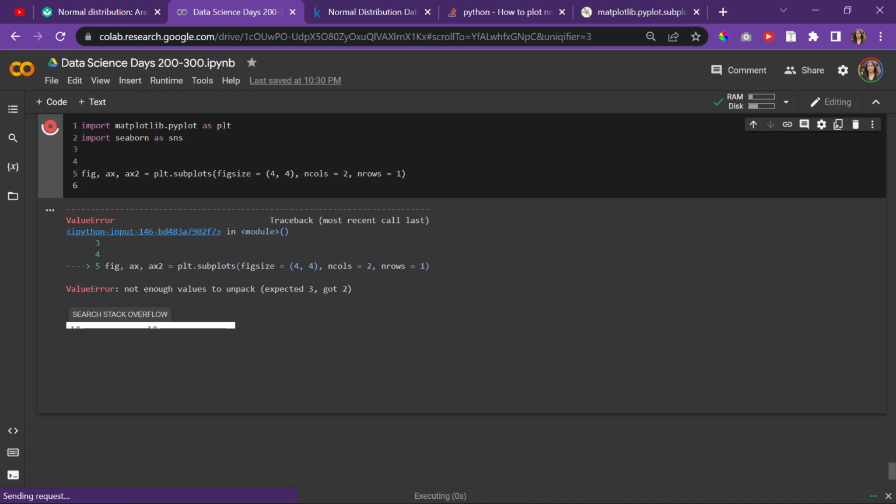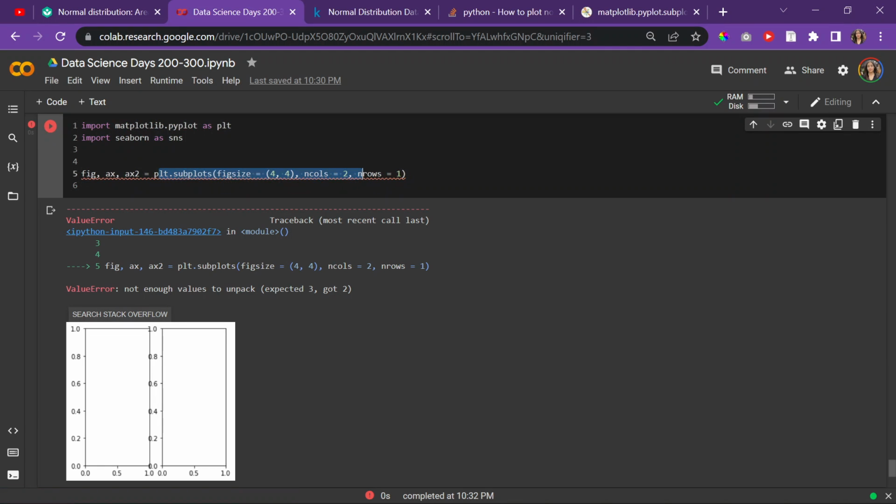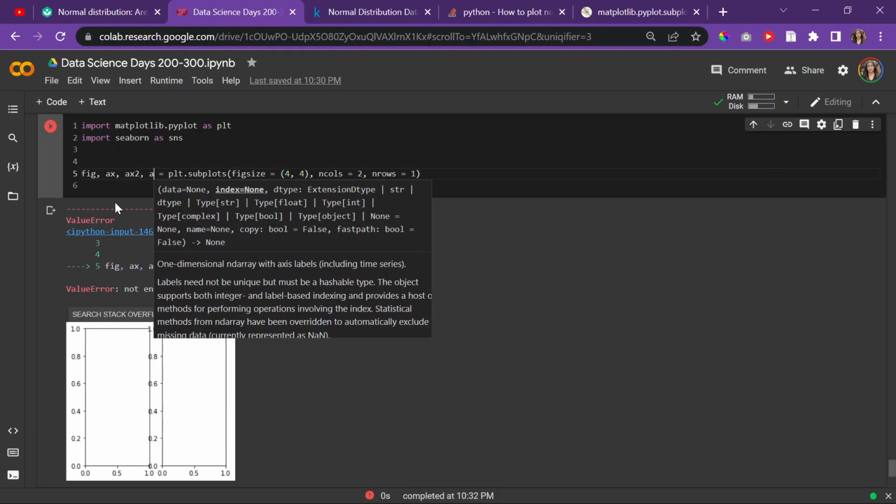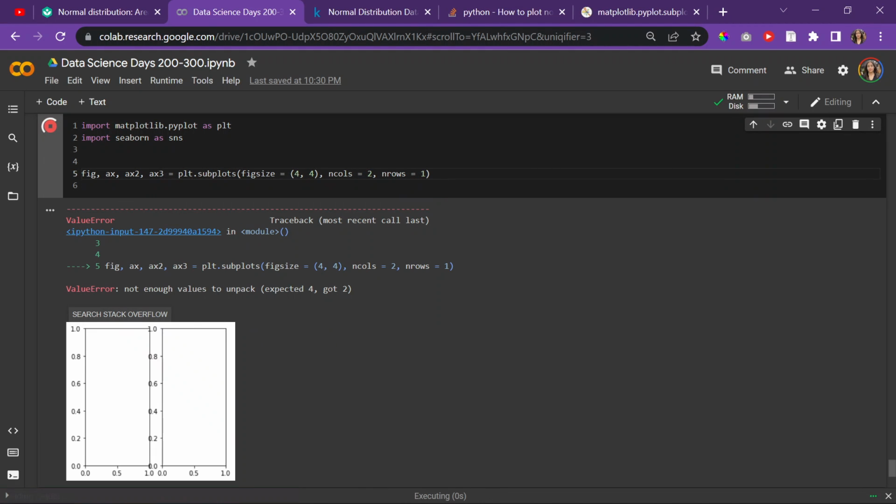It's whatever this returns, you want to do this. Not enough values to unpack. Expected 3, got 2. I don't think there's 3 though. That's weird.